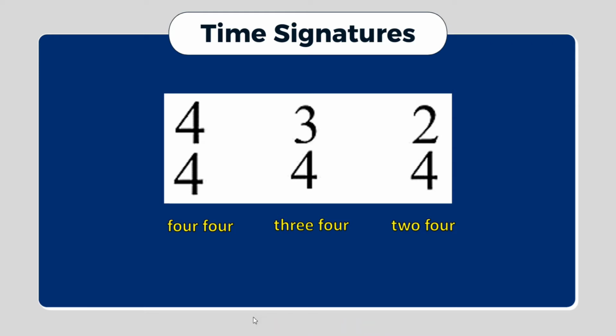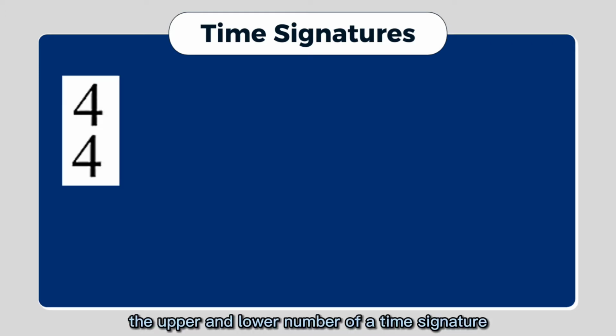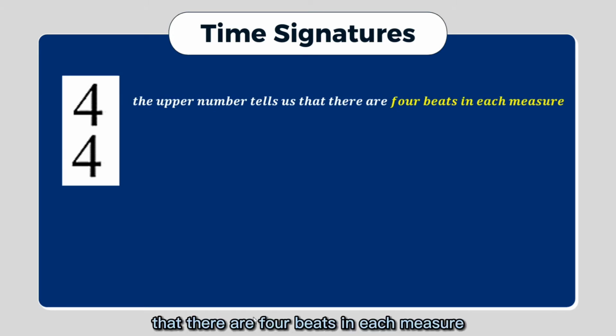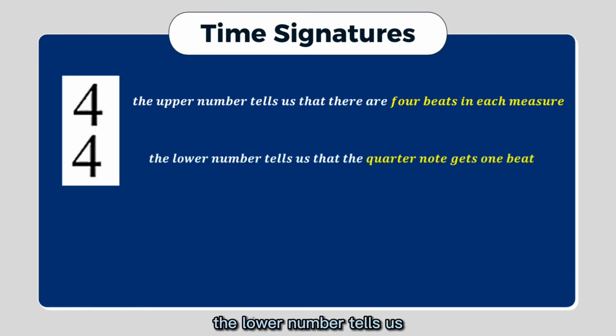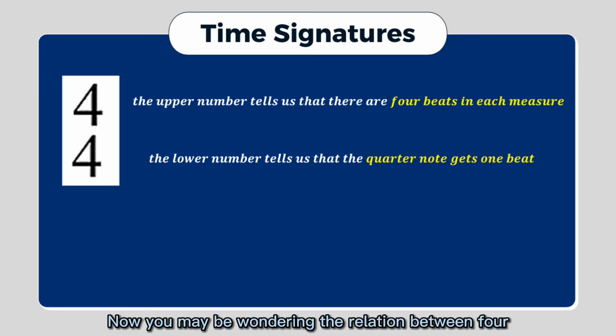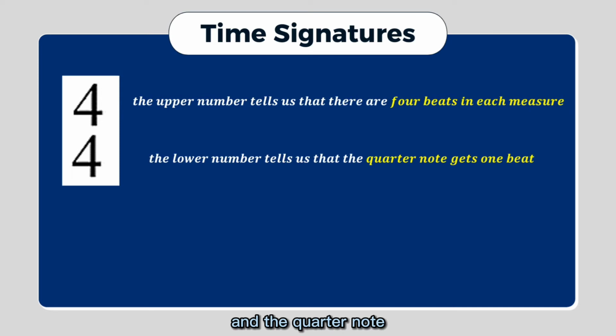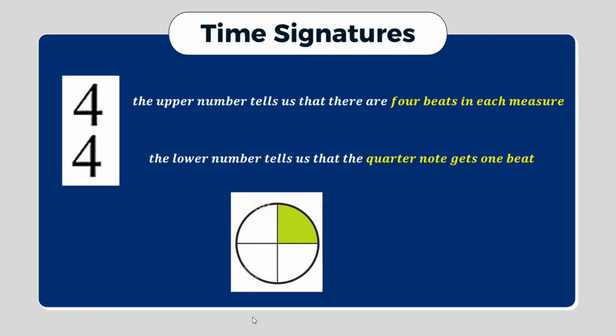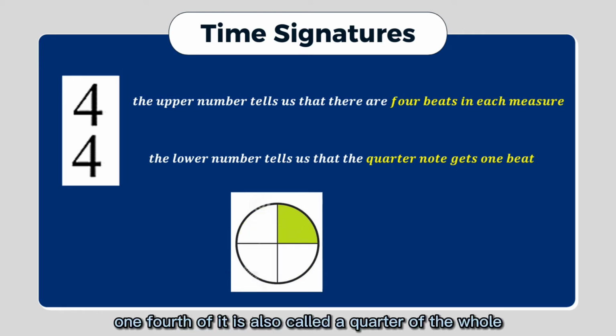Now let's discuss the upper and lower number of a time signature. The upper number tells us that there are 4 beats in each measure. The lower number tells us that the quarter note gets 1 beat. Now you may be wondering about the relation between 4 and the quarter note. Music and math are very similar. If we divide one whole into 4, 1/4 of it is also called a quarter of the whole.